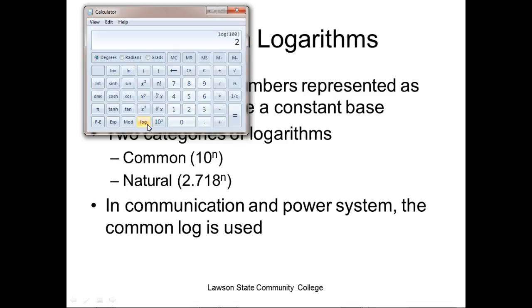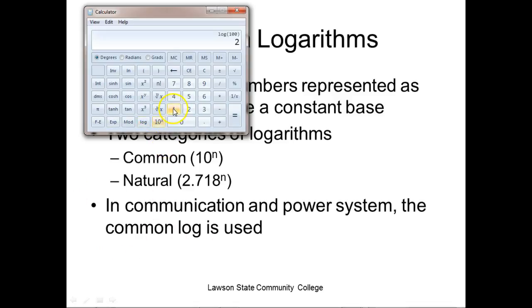So what's the log of 1,000? 3. What's the log of 10,000? 4. And that's all log is. It's a constant base. The base is always what? 10 on a common log. And that's what we use in communications. Are we okay?